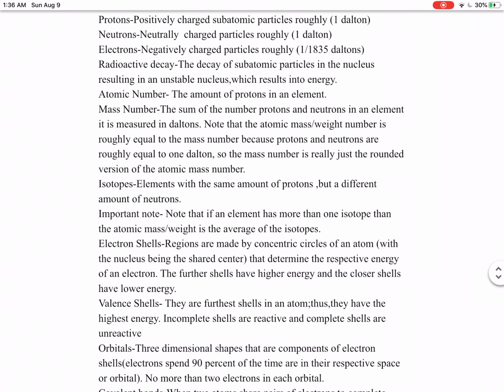Now, isotopes are essentially elements with the same amount of protons but different amount of neutrons. So, for example, carbon has 3 types of isotopes: carbon 12, which is the most popular at 99%, carbon 13, which is the second most popular, and carbon 14, which is the third most popular, so the least popular.